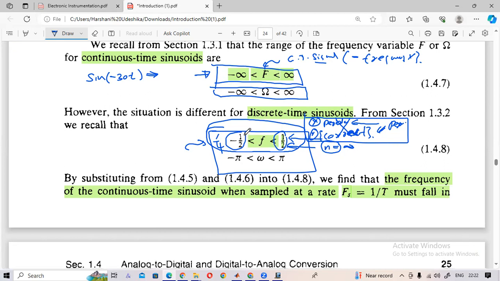Normally, if the frequency is f, how to find the period? The period will be 1 over f.